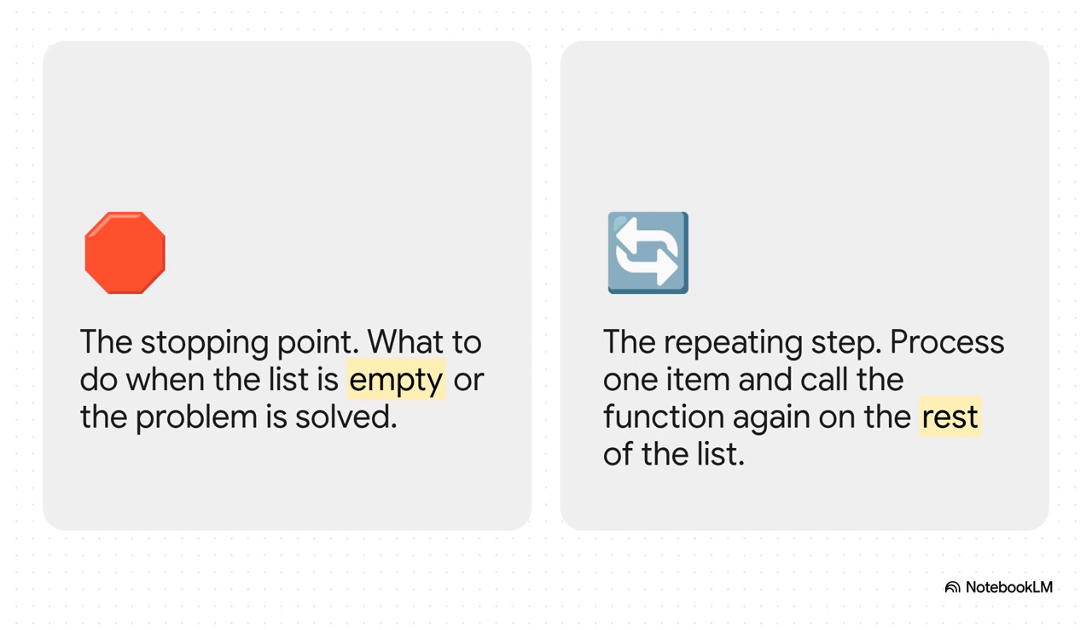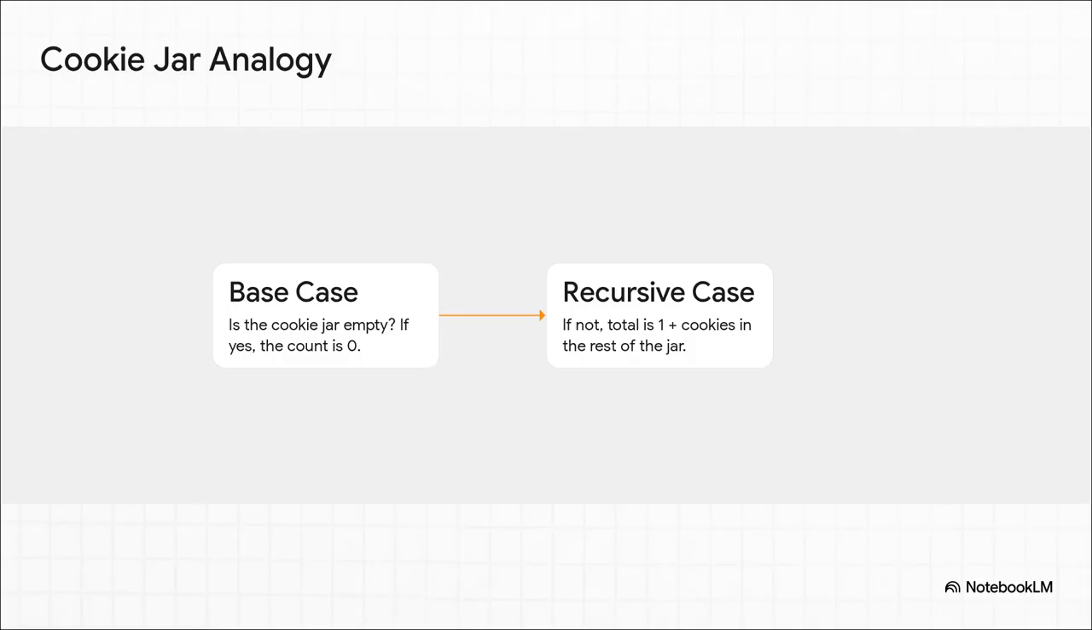But, and this is crucial, you also need a base case. This is your stopping point. Without it, the function would just call itself forever. The base case tells the function when the job is done, which for us usually means when our list is empty. You know, the source material has this fantastic analogy for this: counting cookies in a jar. How would you do it recursively? Well, first you check your base case. Is the jar empty? If it is, the count is 0. Done.